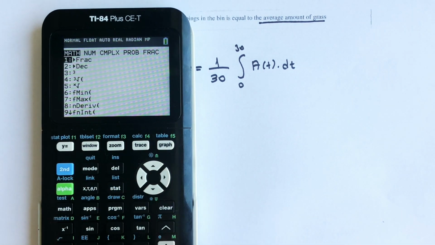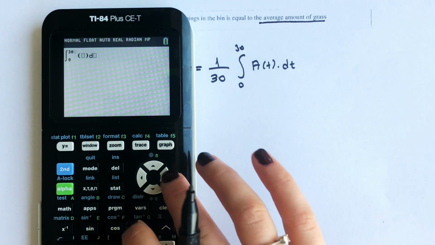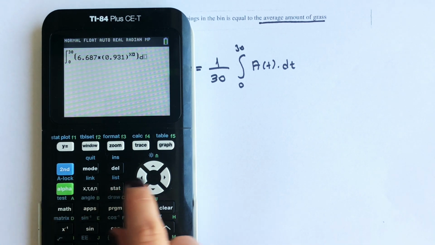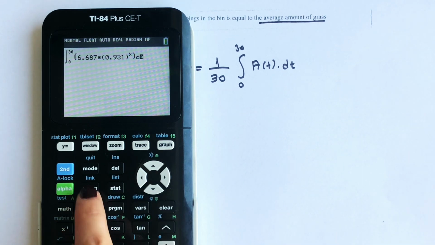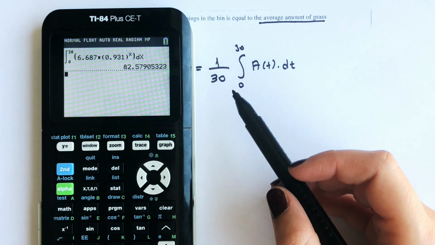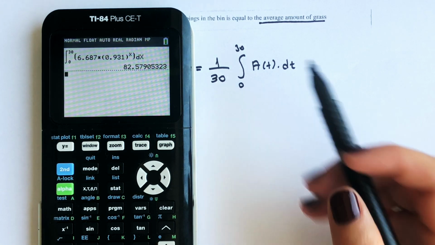Now, Math 9, set up the integral. A of t is 6.687 times 0.931 to the power of x dx. Okay, this is the integral result, but we should divide by 30 because our interval is 0 to 30.